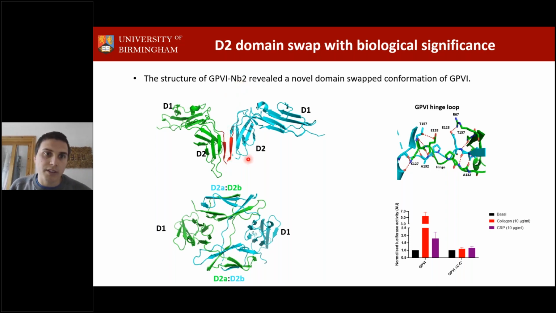So these are the previous dimeric structures. You get this back-to-back dimeric structure with the D2 domain forming this kind of beta sheet interaction. However, we got a domain swap, which is essentially the D2 domain from one subunit threads itself into the D2 domain of a second subunit, and we end up with a domain swapped dimer, which was rather interesting.